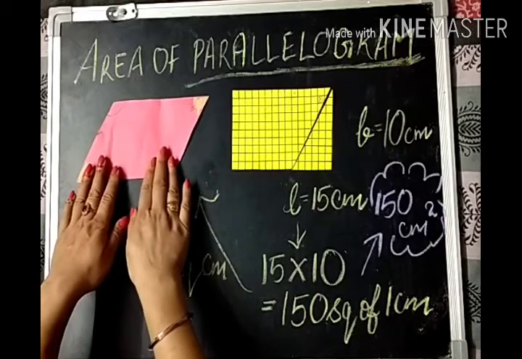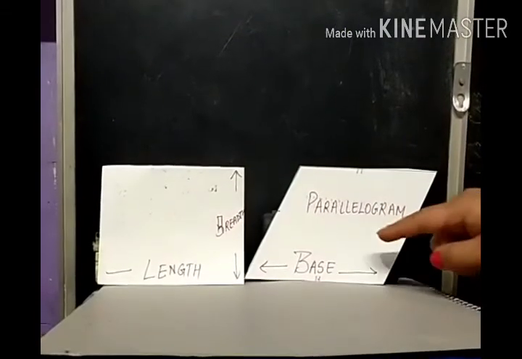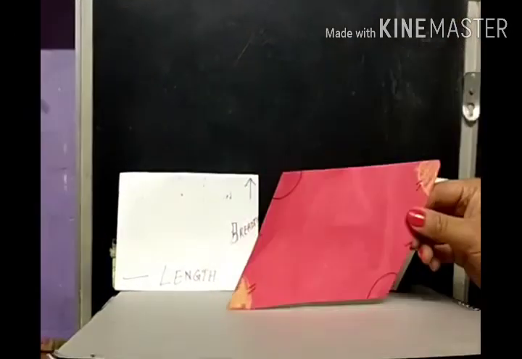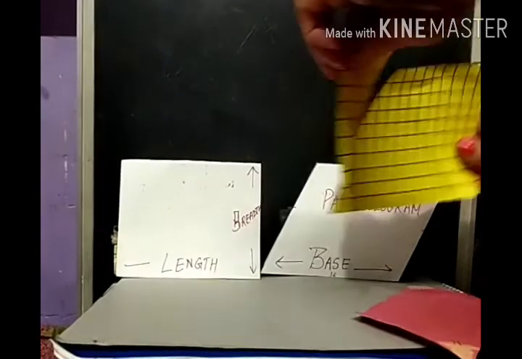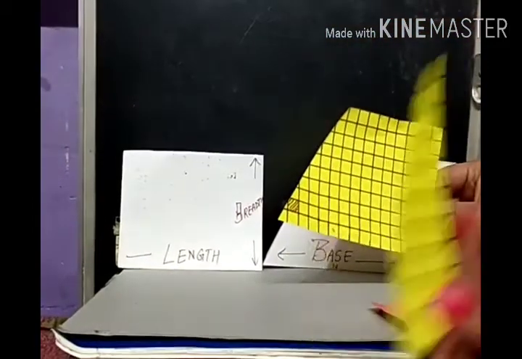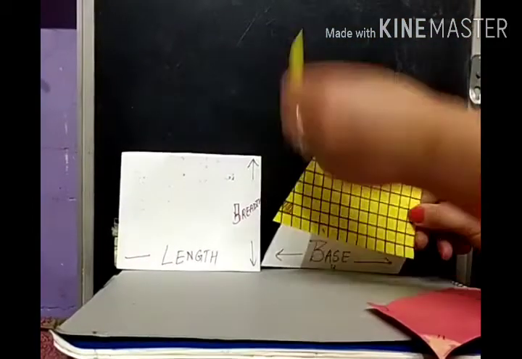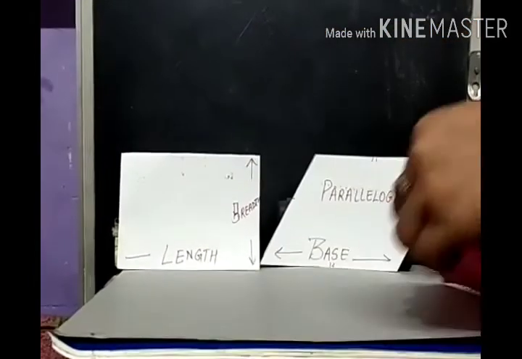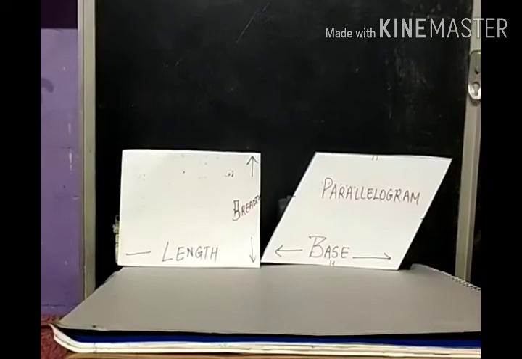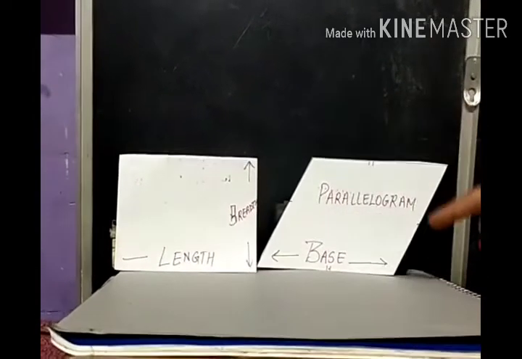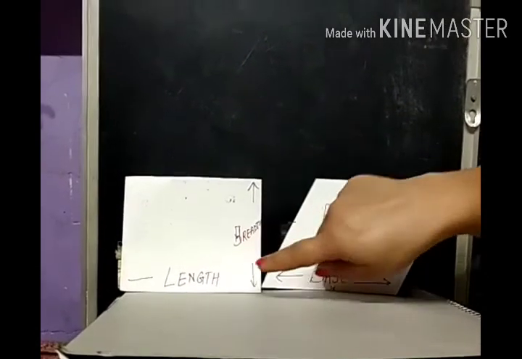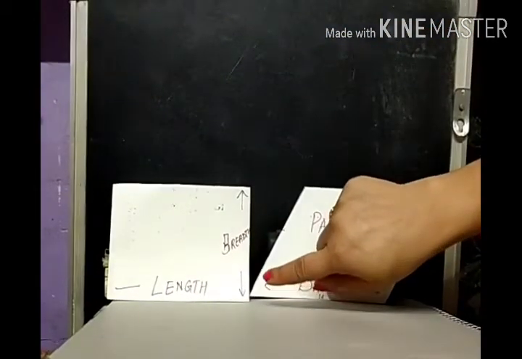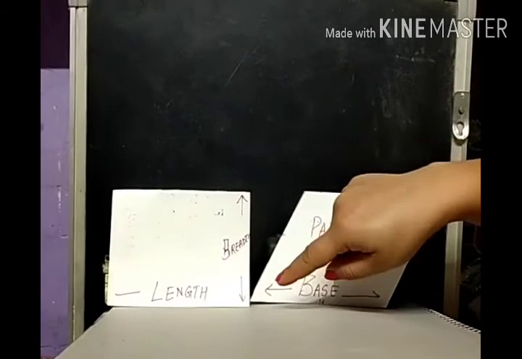How will we name it? We saw that the parallelogram transformed into a rectangle. So this was the parallelogram. This transformed into the rectangle, where we cut this triangle, joined it over here and made a rectangle out of this parallelogram. Now how will we differentiate these two? In the rectangle, the longer side is the length and the shorter side is the breadth.